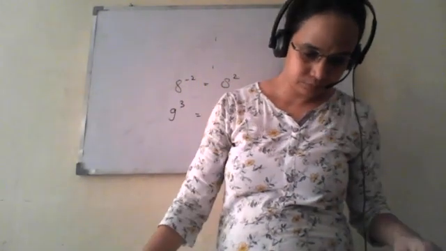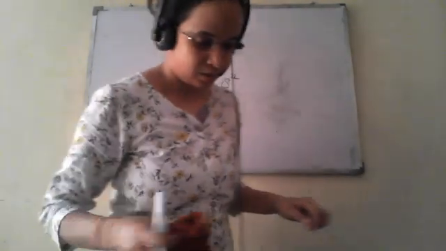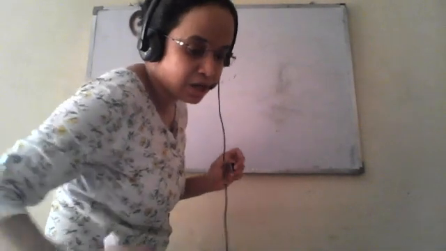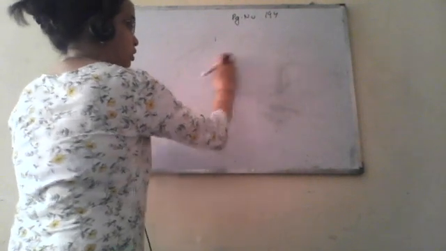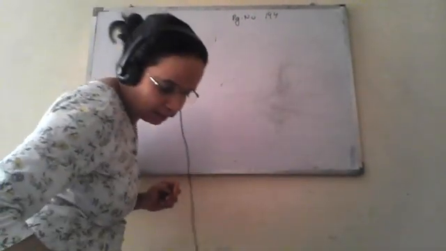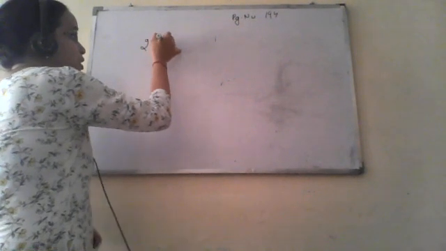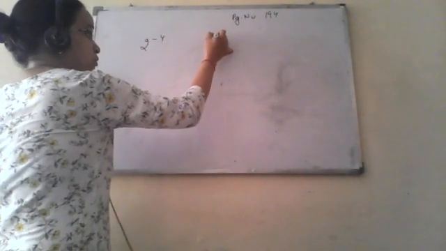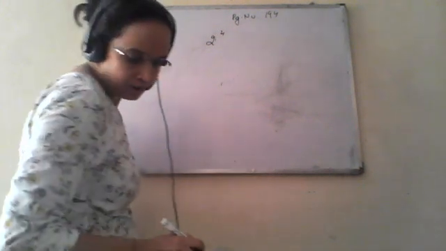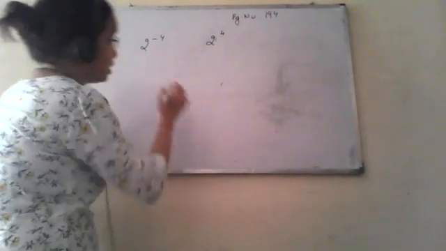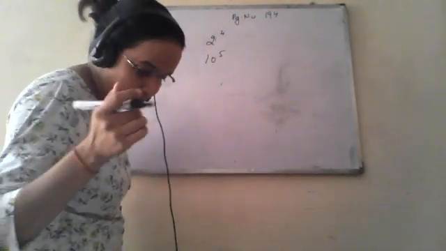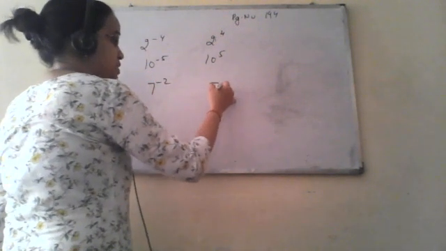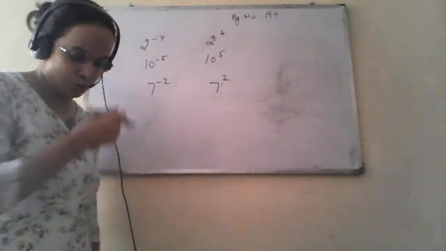Now, there are a few examples on page 194. Find the multiplicative inverse of 2 to the power minus 4. What is the multiplicative inverse of 2 to the power minus 4? It will be 2 to the power plus 4. Multiplicative inverse of 10 to the power minus 5, it will be 10 to the power plus 5. Multiplicative inverse of 7 to the power minus 2, it will be 7 to the power plus 2, and so on. Clear?